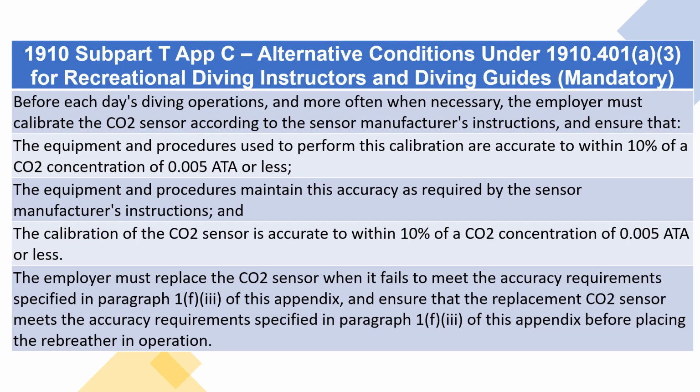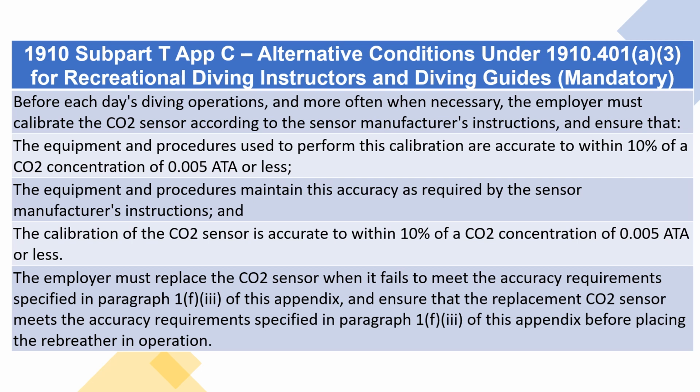Before each day's diving operations, and more often when necessary, the employer must calibrate the CO2 sensor according to the sensor manufacturer's instructions and ensure that the equipment and procedures used to perform this calibration are accurate to within 10% of a CO2 concentration of 0.005 ATA or less. The equipment and procedures maintain this accuracy as required by the sensor manufacturer's instructions, and the calibration of the CO2 sensor is accurate to within 10% of a CO2 concentration of 0.005 ATA or less.